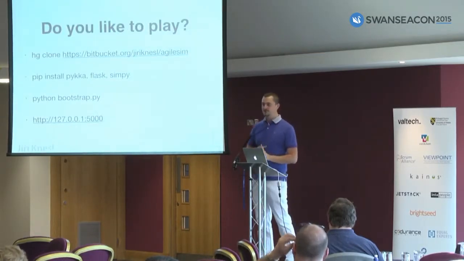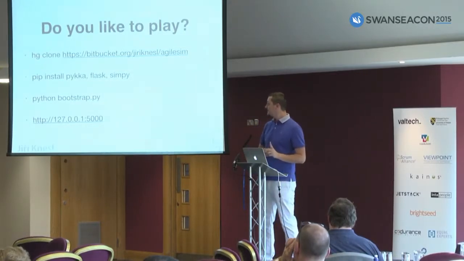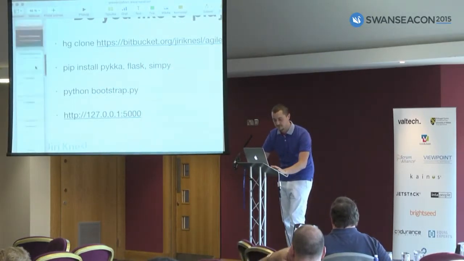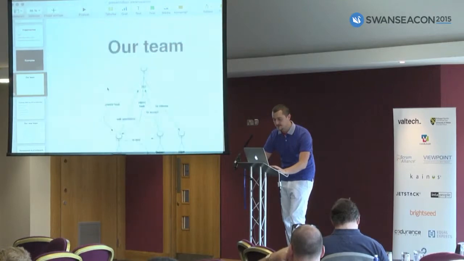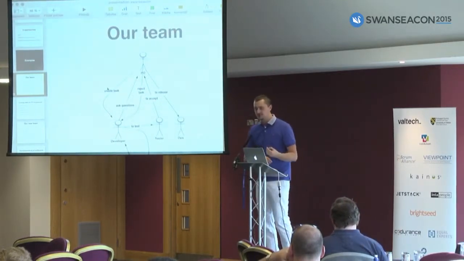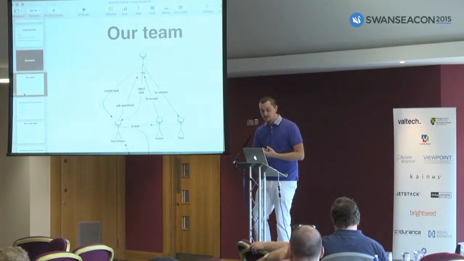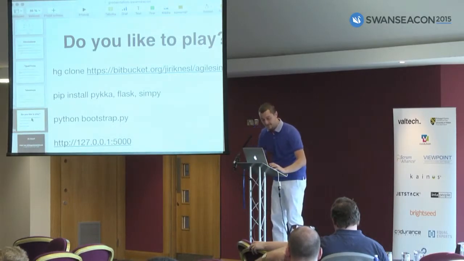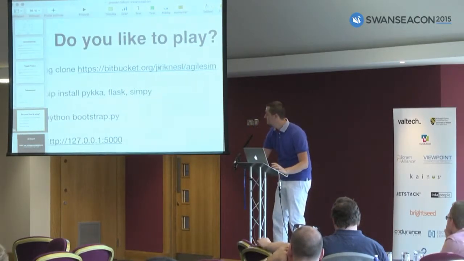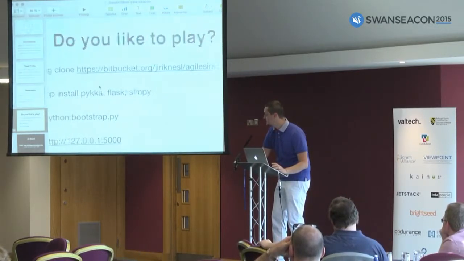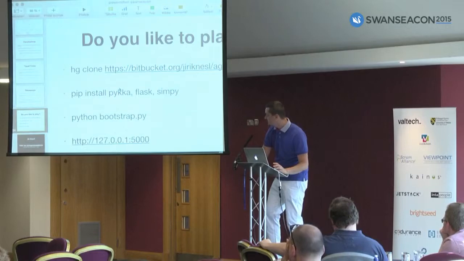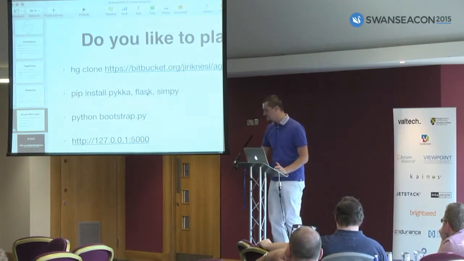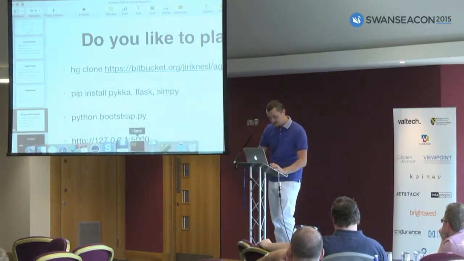Now, if you want to try a simulation, I prepared something for you, a simulation of the first process, like this one. If you want to do some simulations and you know how to develop software, you can do your own experiments. It's on Bitbucket; you can download it here. You need three libraries: Pika, an actor model library; Flask, a web framework; and SimPy, a simulation framework. Let's show it.